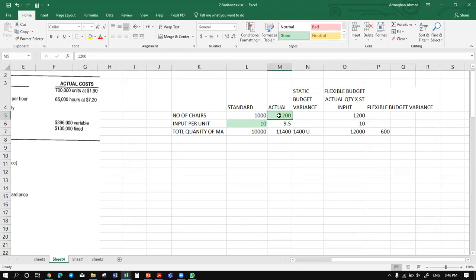So actual quantity multiplied by the standard input per unit is 12,000. Now you'll say, sir, if I have produced 1200 units, according to your standard I should use 10 square foot each, so I should have consumed 12,000 square foot of raw material. But actually I have only consumed 11,400 because I have consumed less. That's why 600 is the favorable variance.